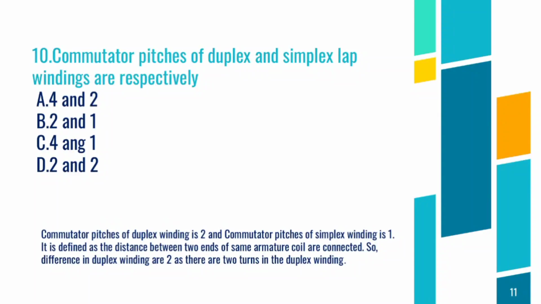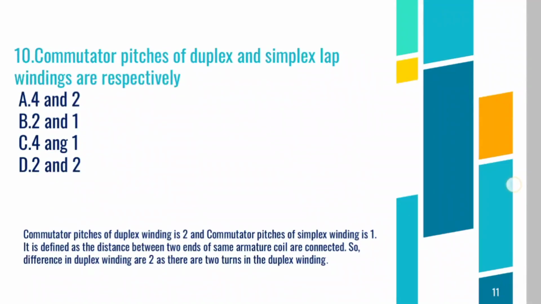Coming to the next question, commutator pitches of duplex and simplex lap windings are respectively. Commutator pitch means the distance between two commutator segments. For duplex, the commutator pitch is 2 and for simplex lap winding the commutator pitch is 1. Hence, A, 4 and 2 is a wrong answer. B, 2 and 1 is the answer. It is defined as the distance between the two ends of the same armature coil connected. So the pitch in duplex winding is 2, as there are 2 turns in the duplex winding. Hence, B is the answer, 2 and 1.